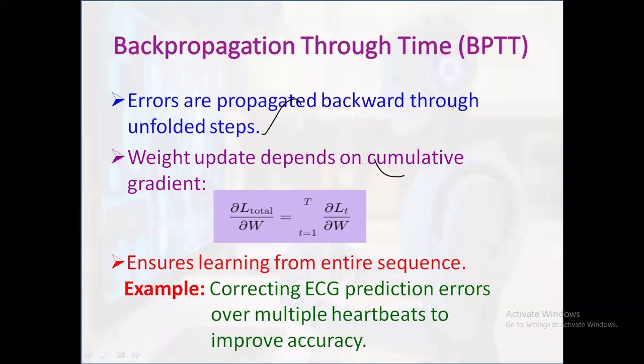The computation is found by the formula: ∂L_total/∂W equals the summation from t equals 1 to T of ∂L_t/∂W. It ensures learning from the entire sequence, and it enables temporal learning. This method allows the network to learn how early inputs affect the later outcomes. And the example for this case is correcting the ECG prediction error over multiple heartbeats to improve the accuracy.